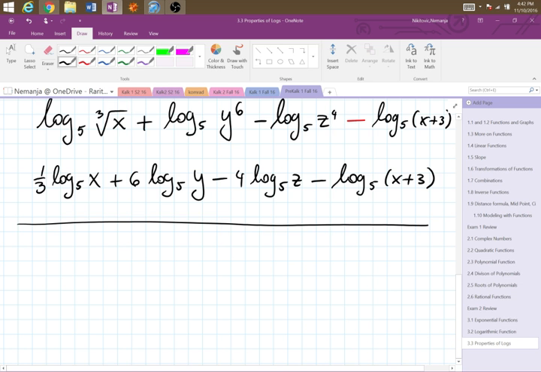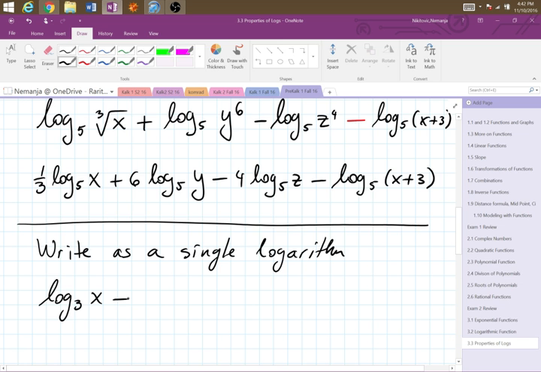Write as a single logarithm. That's the write as a single logarithm. So where are we going to start? Well, let's say you want to compress log base 3 of x plus 4 log base 3 of y minus 15 log base 3 of x plus 7.